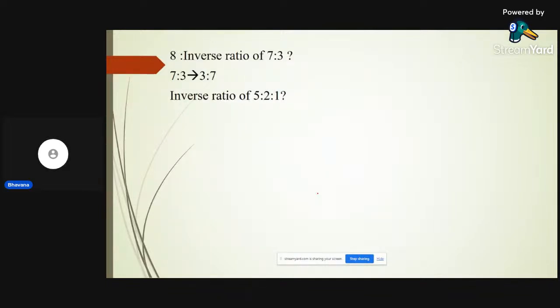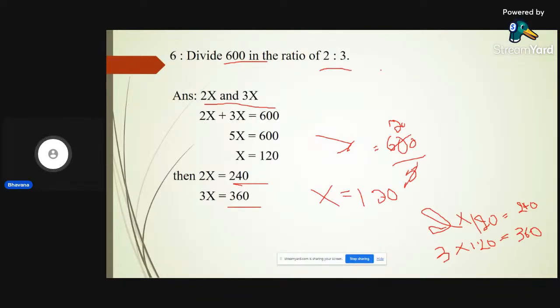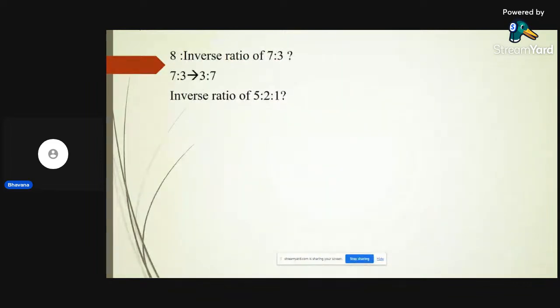So next. So this is inverse ratio. So how to find the inverse ratio here? So here we are writing 7 by 3. So that is the inverse value. For that inverse value, we will get it in the inverse way, right? That is 3 is to 7. So next, for a 2-term ratio, we can easily find the inverse value.